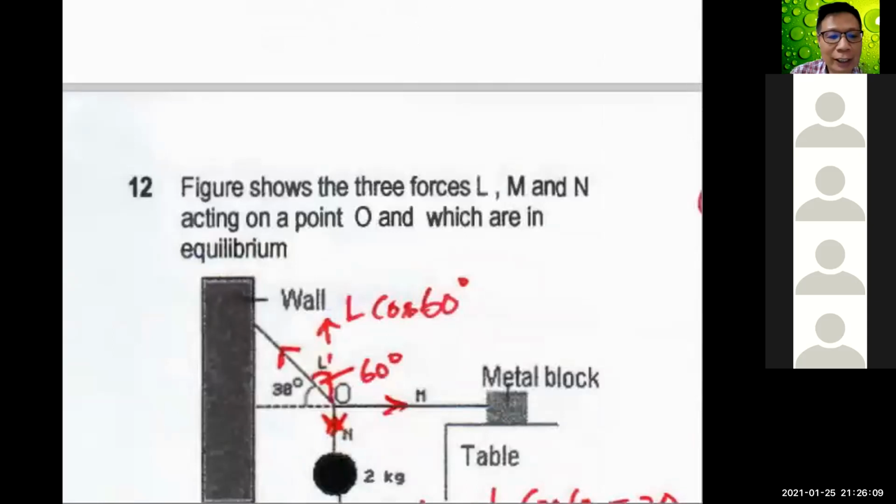Anyone, any suggestion? Anyone want to give an answer? Anyone got the answer for question number 12? Got or not? Okay, someone got, I see, Justin. Justin said the answer is A. Yes, Justin, you are right. Okay, thank you, Justin, very good. Yes, the answer is A.